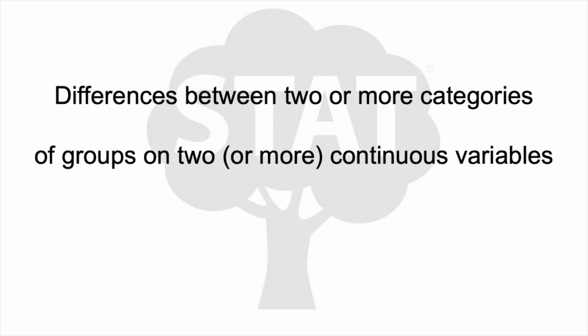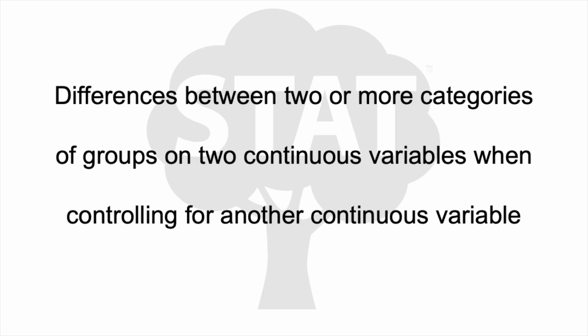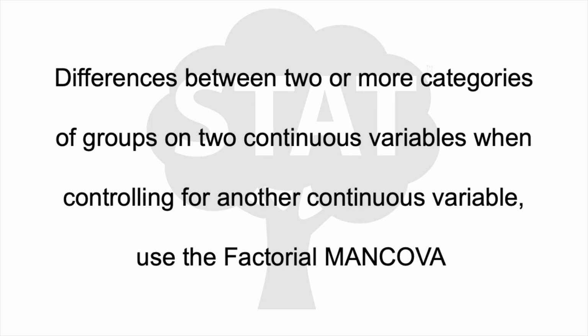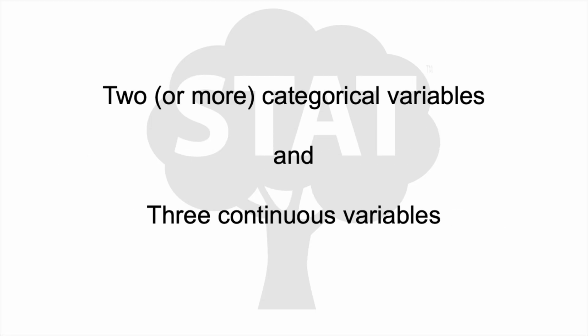To test whether there are differences between two or more categories on two or more continuous variables with a covariate independent continuous variable, the Factorial MANCOVA would be appropriate. You will need two categorical variables and three continuous variables in order to run this test.